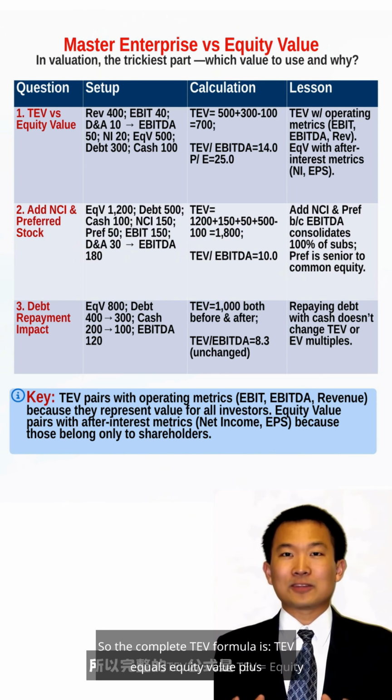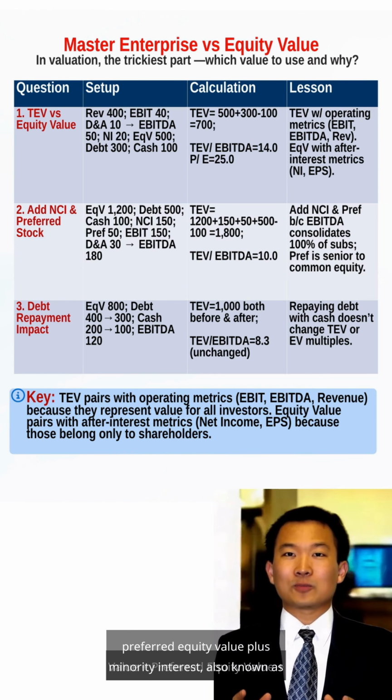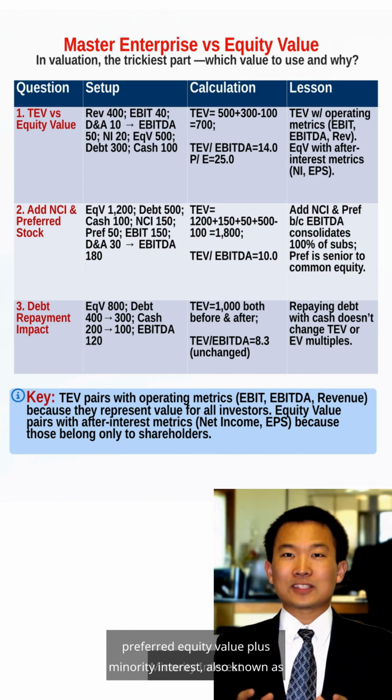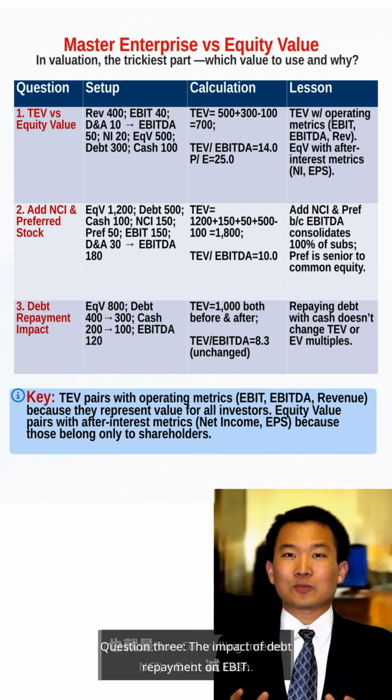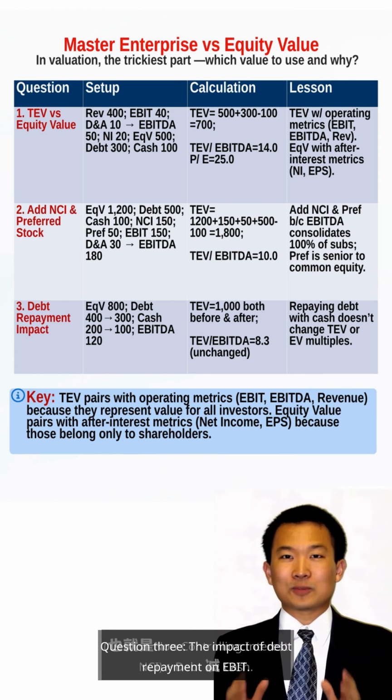So the complete TEV formula is TEV equals equity value plus preferred equity value plus minority interest, also known as non-controlling interest, NCI, plus debt minus cash. Question 3. The impact of debt repayment on EBIT.